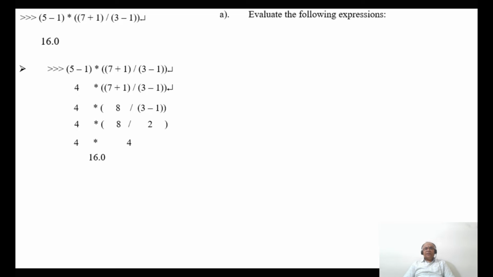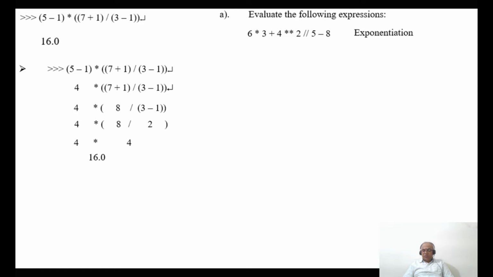For evaluating the following expression, we have 6 star 3 plus 4 double star 2 floor division 5 minus 8. Now when you are trying to evaluate, which is the first one to be evaluated? The first one to be evaluated is the exponent, so according to the rule, highest precedence. So 4 double star 2 will be evaluated first. It becomes 16.